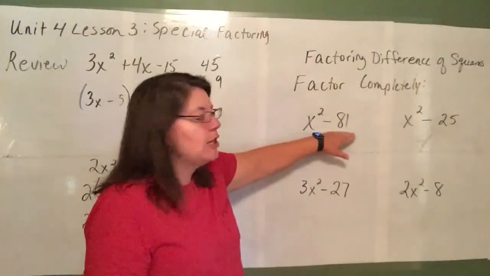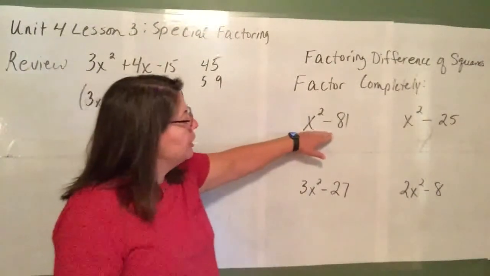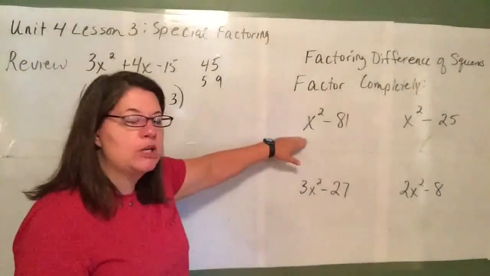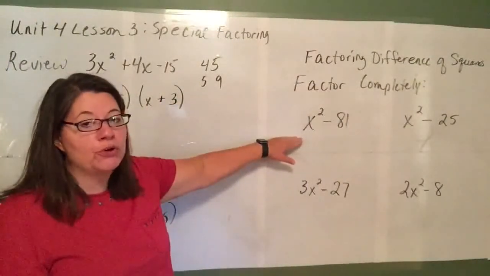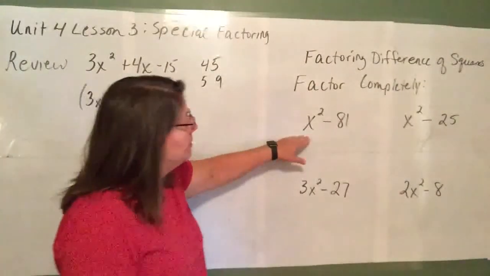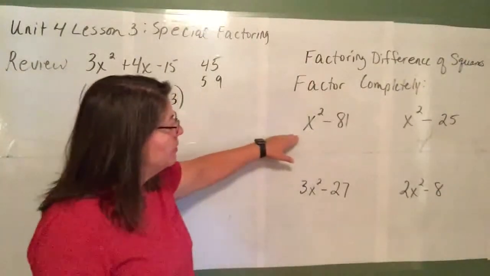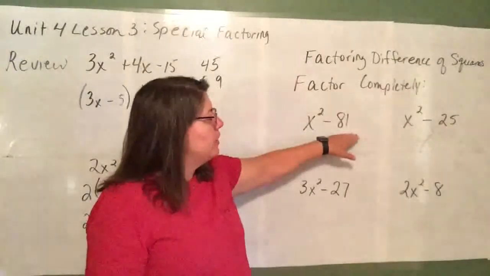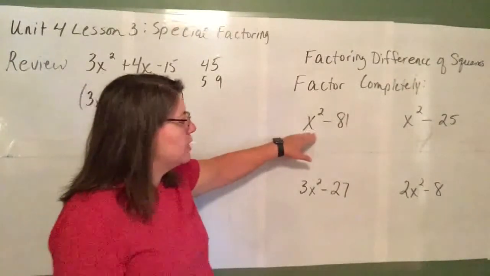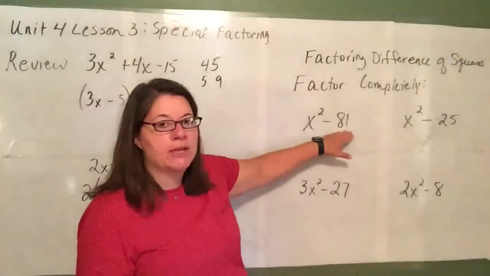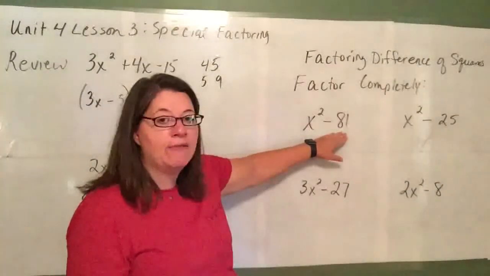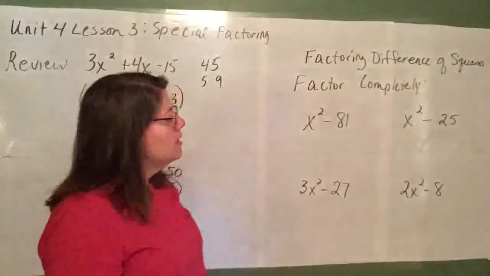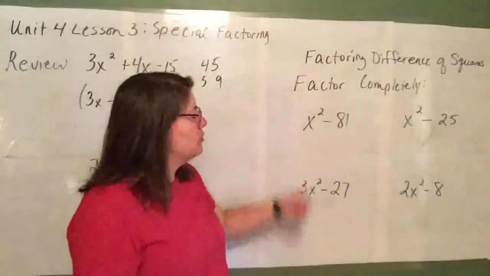This is a binomial. Our middle term is missing. Normally when we do factoring, we have a trinomial or something with 4 terms if we're factoring by grouping. But in this one we only have 2 terms. So far, the only thing that we can do with 2 terms is take out what they have in common. But if you notice, x squared and negative 81 have nothing in common. So this is one of your special cases.